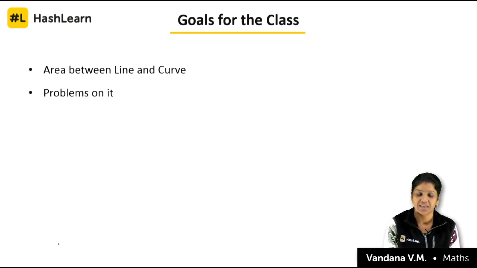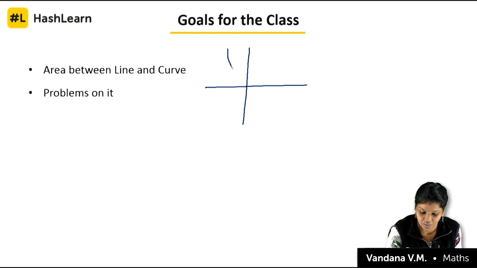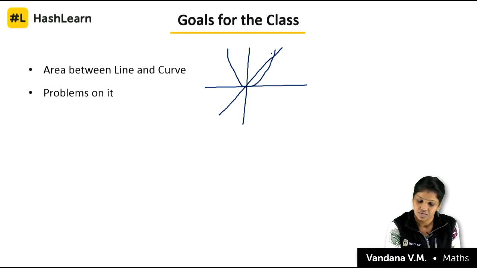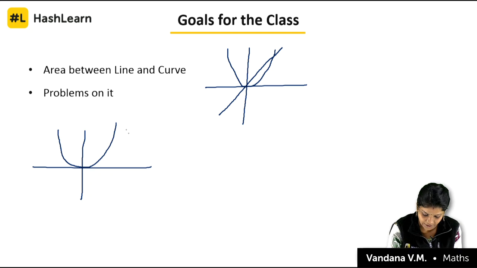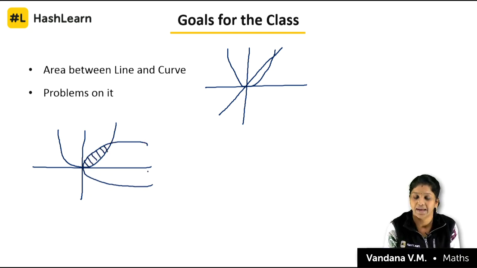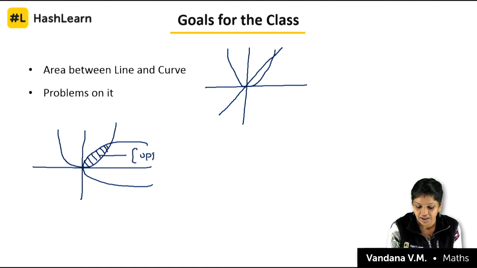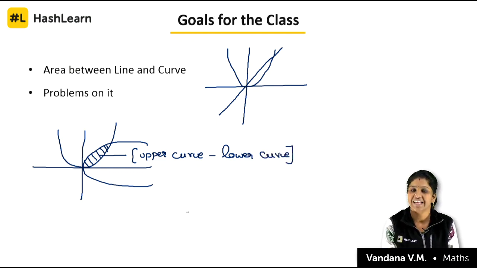Today, area between the line and the curve. So already I said this, but still, if you have a curve and the line, how are we going to find it? Everywhere, not only here, you take any parabola like this or like this. If I want this area, how will I calculate? Particularly if I want this area, upper curve minus lower curve. Yes, so this we discussed, right?